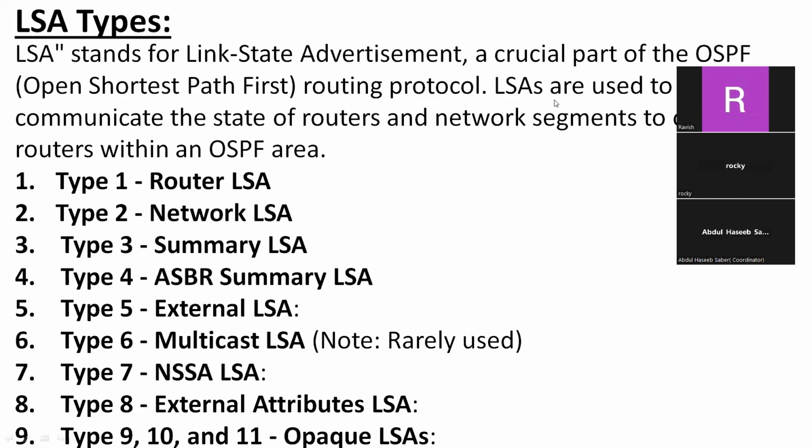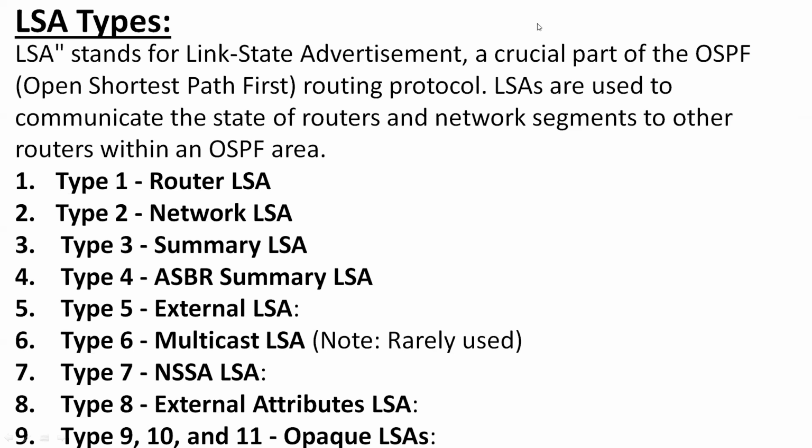Types of LSAs in OSPF. If I talk about the types of LSAs in OSPF, there are 9 types of LSA, or 11 you can say. First one is router LSA. Second one is network LSA, summary LSA, ASBR summary LSA, or external LSA. Sixth one is the multicast LSA, that is hardly usable in any network.